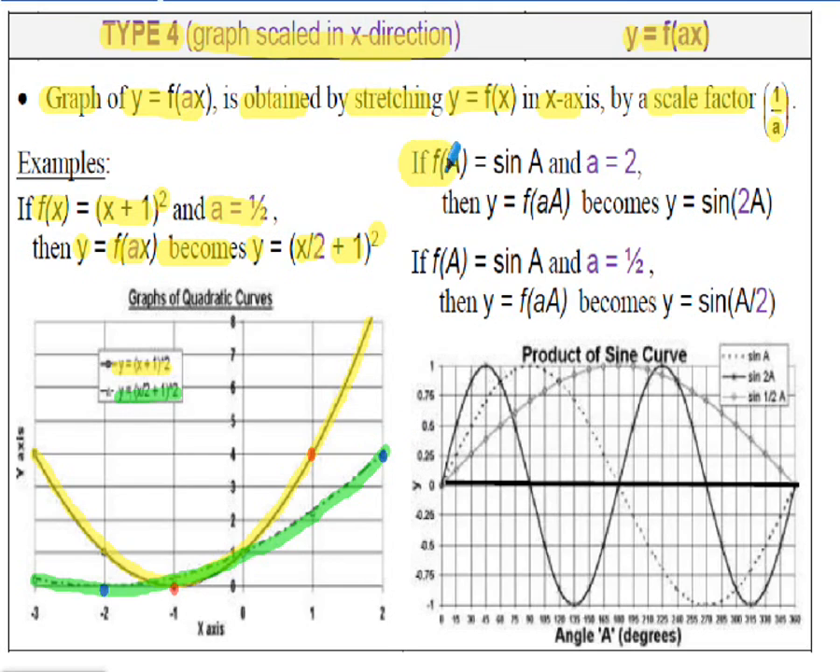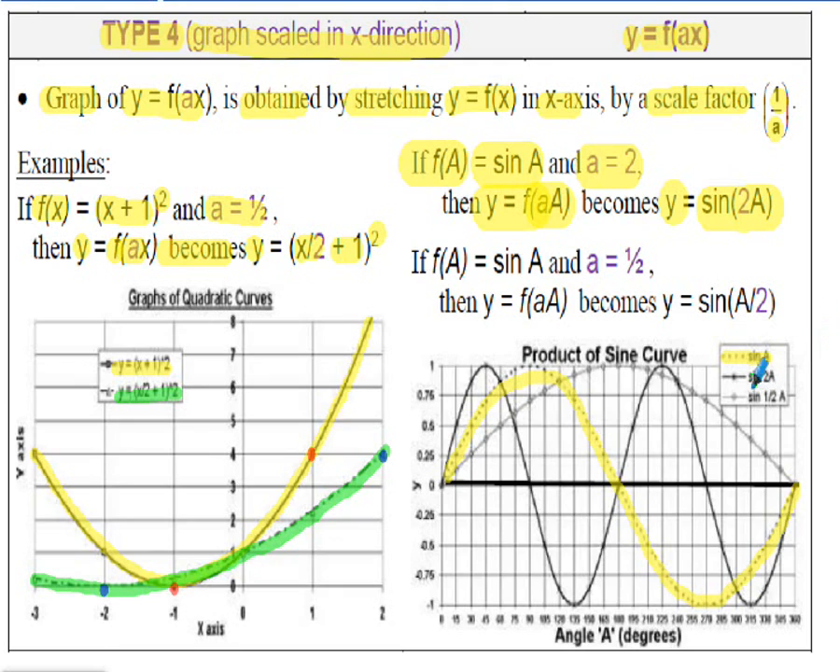If we now consider the curve y is equal to f(A), and that f(A) is sine of A in this case, sine of 1A. If we now let a is equal to 2, then y is equal to f(aA), where little a is this factor and A is the angle, becomes y is equal to sine of 2 times A. If we now plot sine of A, the original sine curve, between 0 and 360 degrees, we will plot this shape here, a conventional curve.